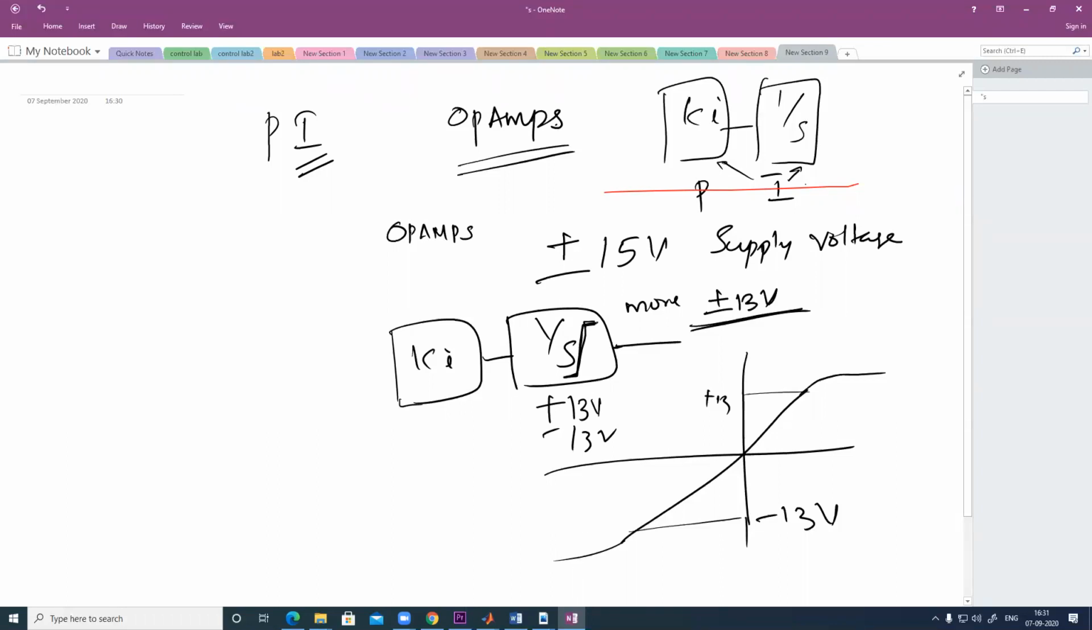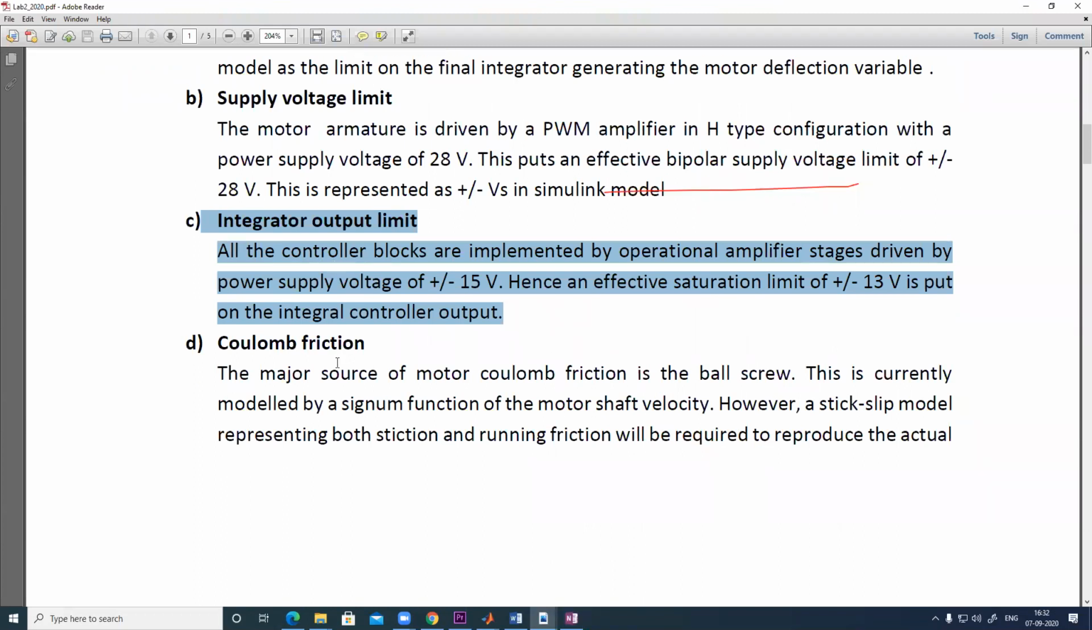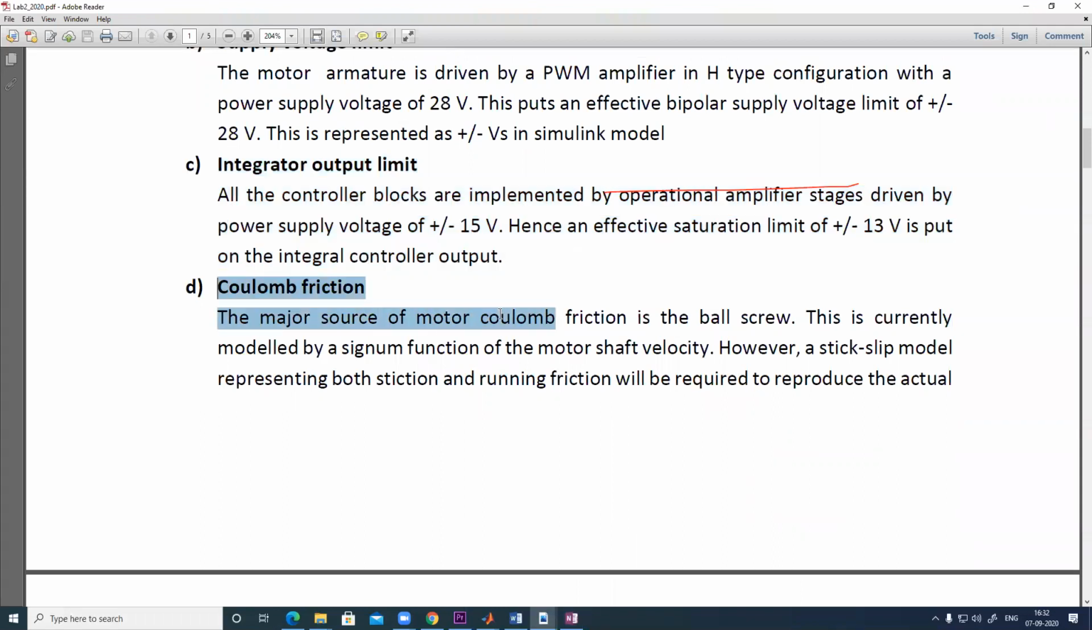So this is implemented in op amp circuits. So you are using a limited integrator for that purpose. It is called integrator output limit. And the next one is Coulomb friction limit.